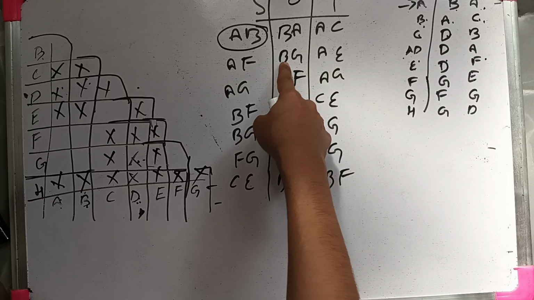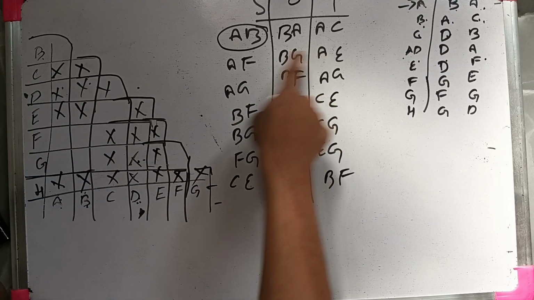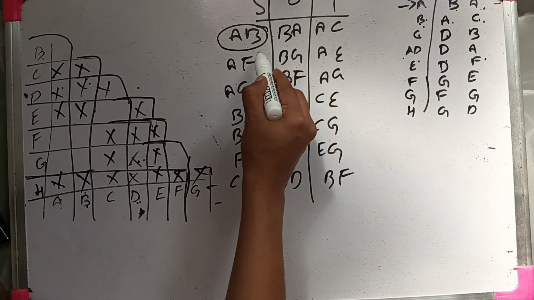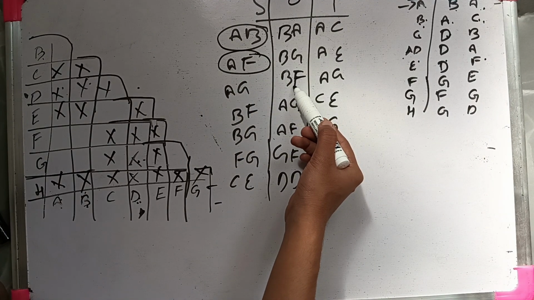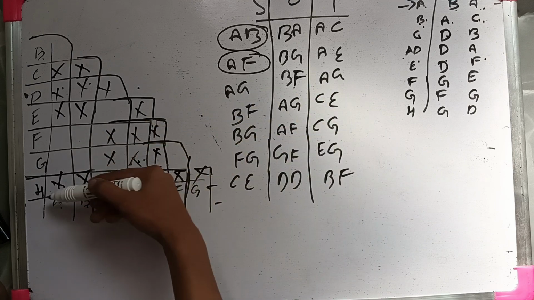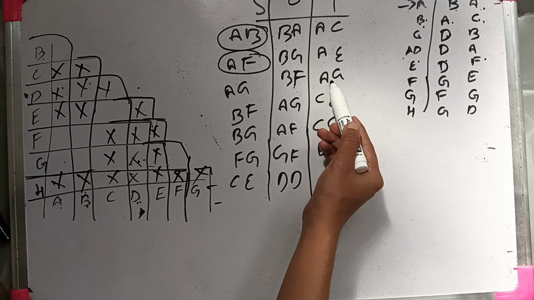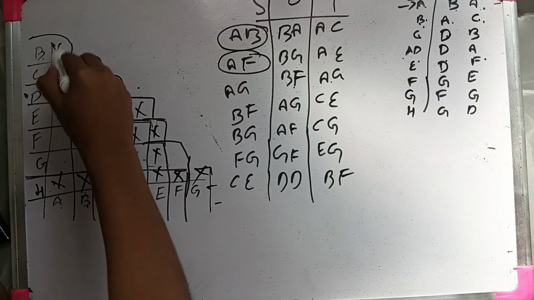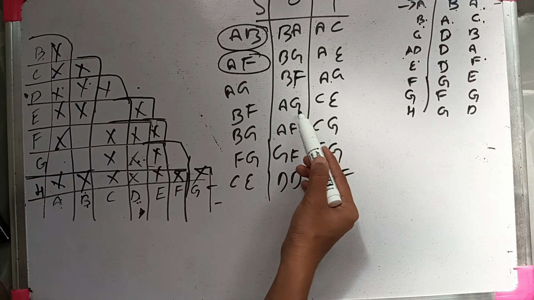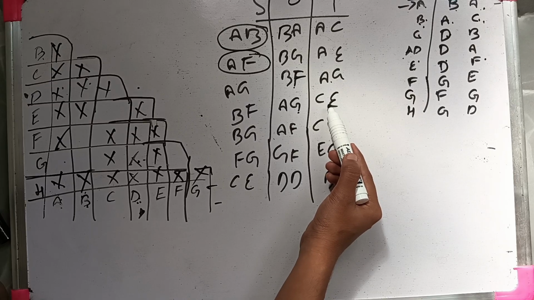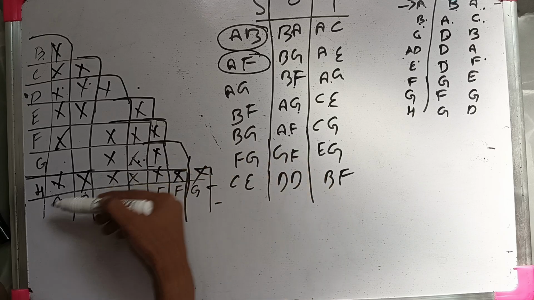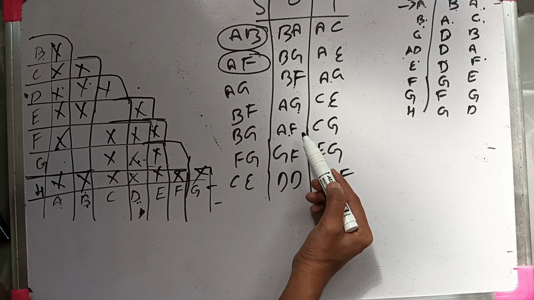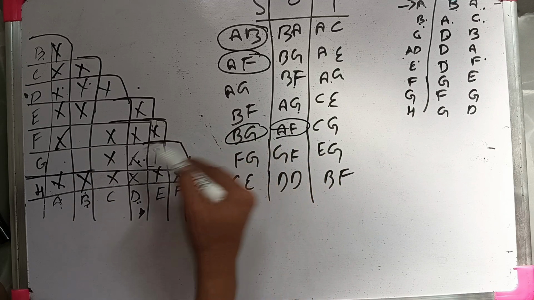Next for BG unmarked. What about A and E? A and E here is marked, so make a mark on A of 1 also. Next B and F is unmarked, and what about A and G? A and G is also unmarked, so in A make AB and AF as a marking state. Next, what about C and E? C and E also unmarked. Next A and F is marked, so make BG also marked.